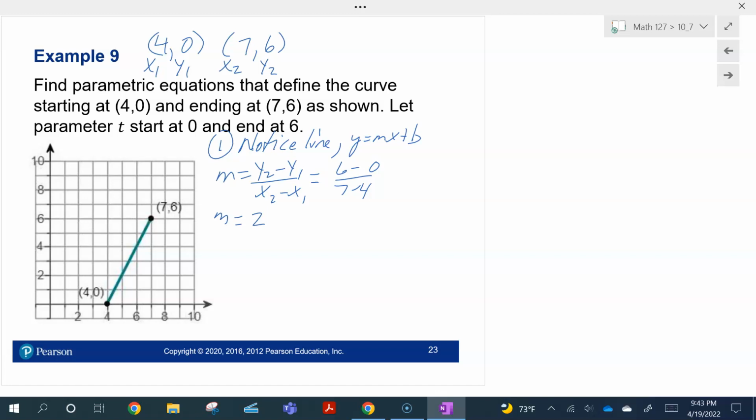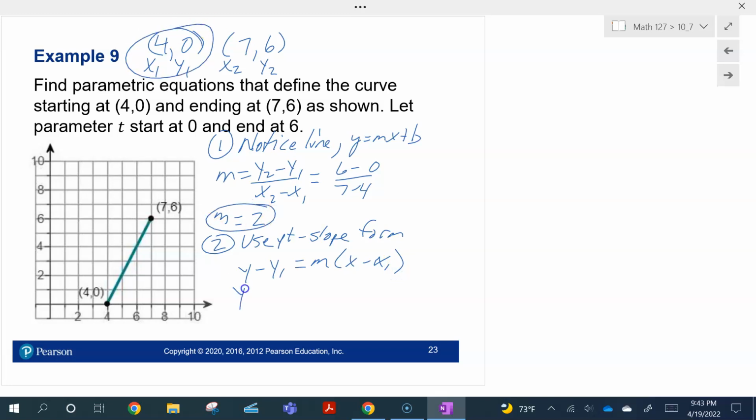Now number two, let's write the equation. We have a point and we have a slope, so let's use point-slope form: y minus y1 equals m times (x minus x1). So we have this slope and this point, y minus the y1, which is 0, again using the point (4, 0), equals a slope of 2 times (x minus 4). So y equals, distribute that, 2x minus 8. We've got the equation for that line.